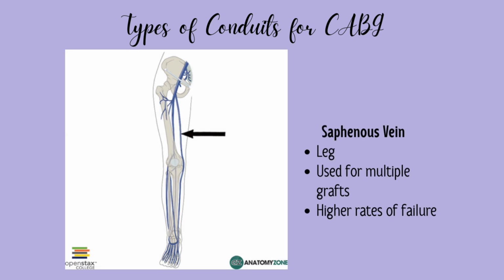The saphenous vein is located in the leg. Because of its length, using it as a conduit allows for multiple grafts if the patient has more than one blockage. That said, the main drawback is that from a cellular point of view, veins aren't designed to withstand the pressures that arteries often experience. As such, grafting using the saphenous vein is correlated with higher rates of occlusion and graft failure that require reoperation in the future.